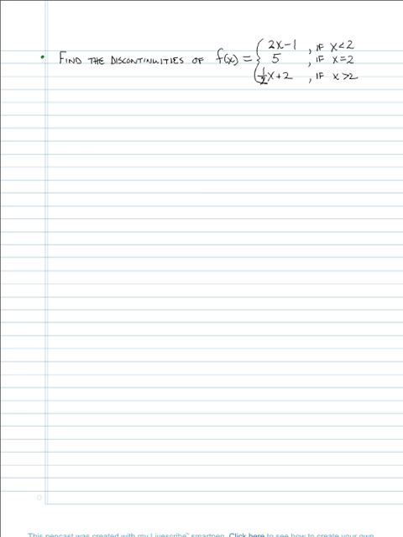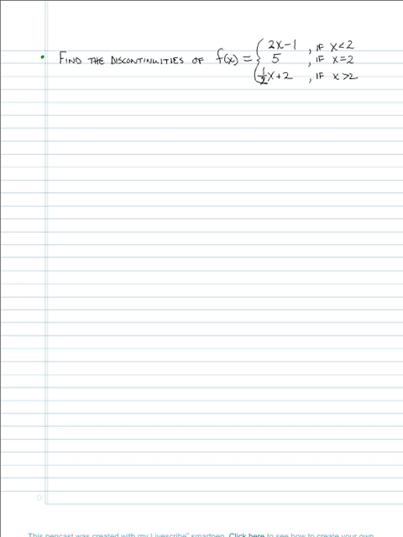f of x is equal to 2x minus 1 if x is less than 2, f of x is equal to 5 if x is equal to 2, and f of x is equal to 1/2 x plus 2 if x is greater than 2. Now, if we had a graph of this, we could easily answer the question about where the discontinuities are. But as we've seen, it's a lot of trouble to graph. And so let me suggest that we look at things here.